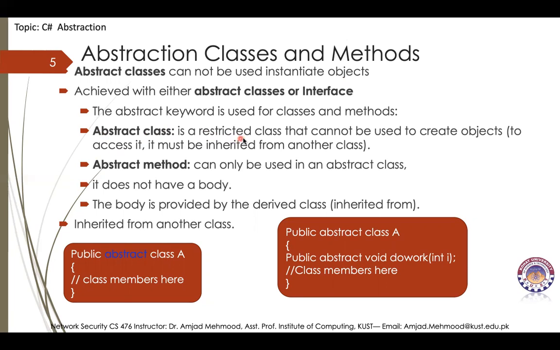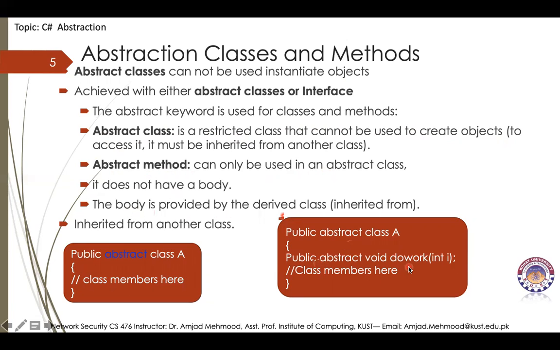An abstract class is a restricted class that cannot be used to create objects, and we know this thing. An abstract method can only be used in an abstract class. It does not have a body. The body is provided by the derived class. Here you can see that this is our abstract class, and this abstract class must have at least one method.